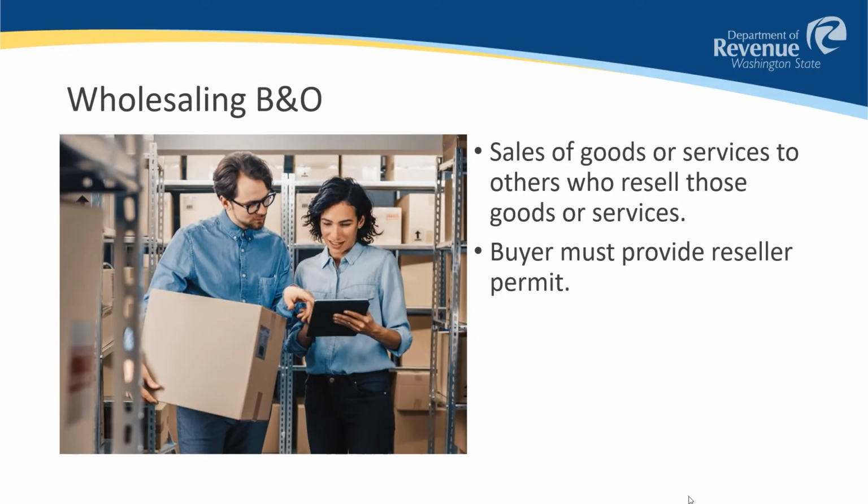The wholesaling tax classification applies to sales of goods or services that are later resold without intervening use. These sales are to resellers. For example, when MC Hammer Company sells hammers to the hardware store, it is a wholesale sale because the hardware store then resells the hammers to its customers.